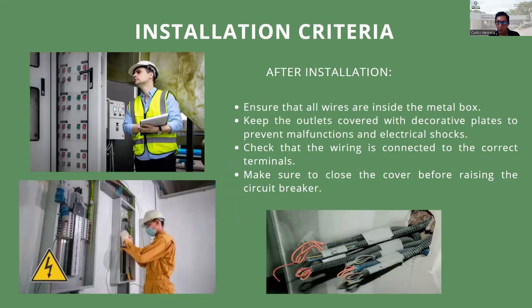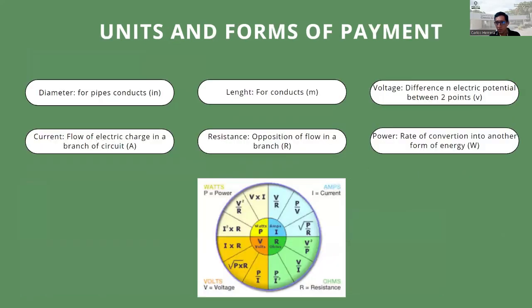And finally, we have the after installation. Ensure that all wires are inside the metal box. Keep the outlets covered with decorative plates to prevent malfunctions and electrical shocks. Check that the wiring is connected to the correct terminals. Make sure to close the cover before raising the circuit breaker. Important: materials used in electrical installation must be new and in excellent condition. Next.